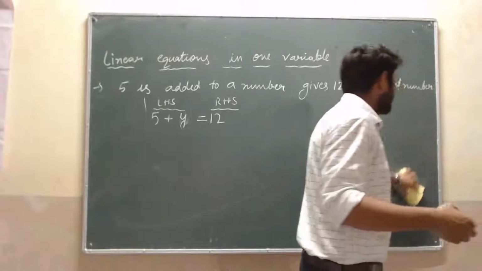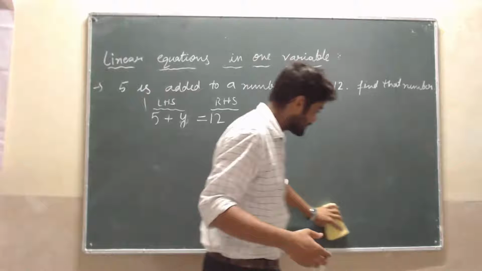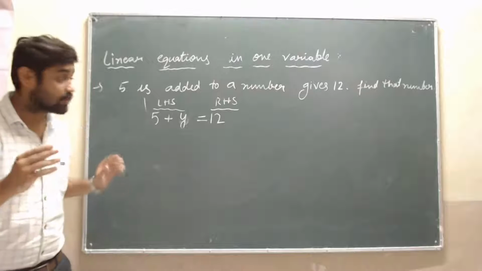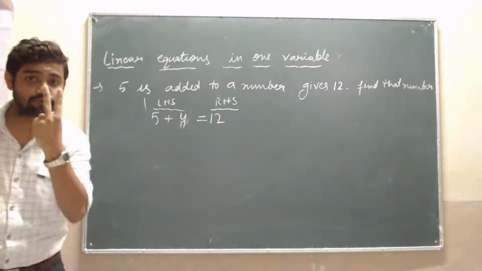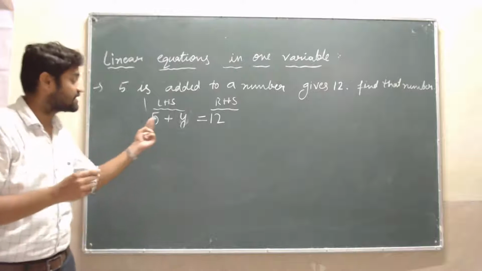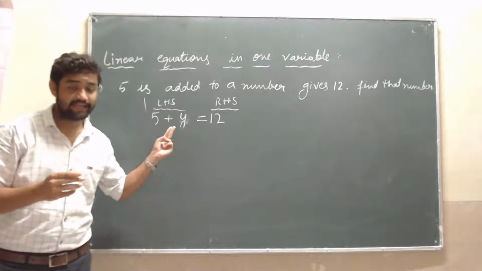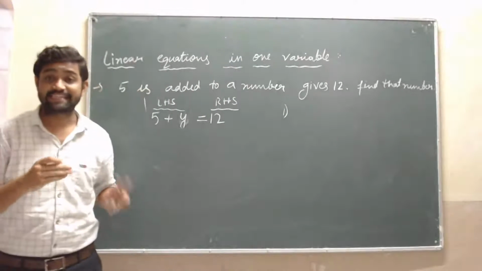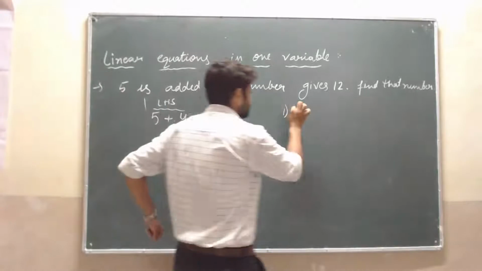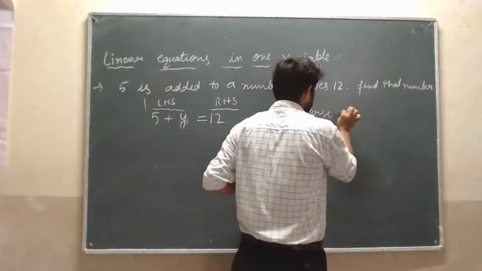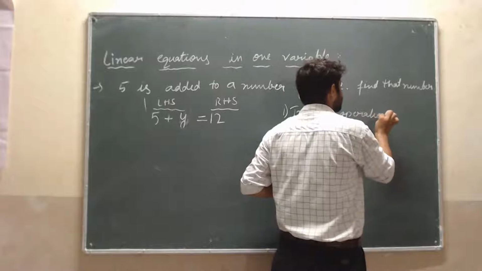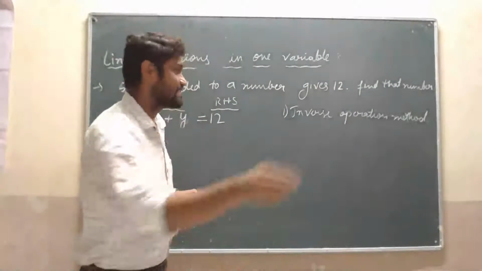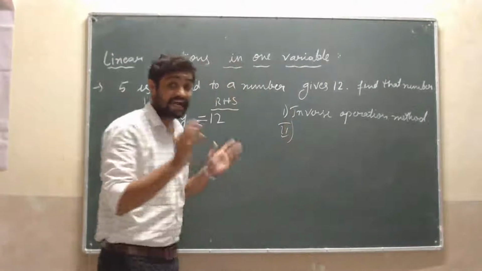Now we have to find the value of y. Already many of them have told that the value of y is 7. So simply you told that y is 7. Now see, to find the value of y, we have two methods. First one is inverse operation method and second one is transpose method.